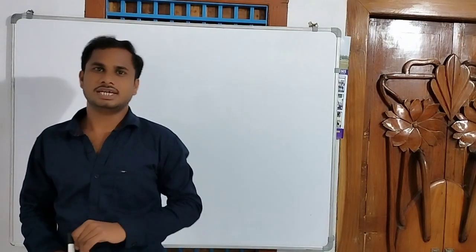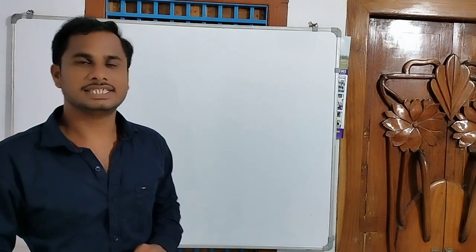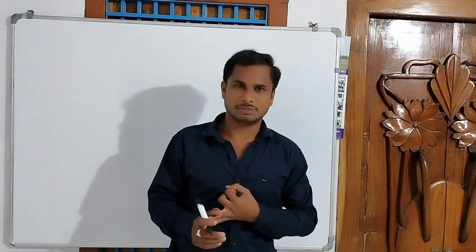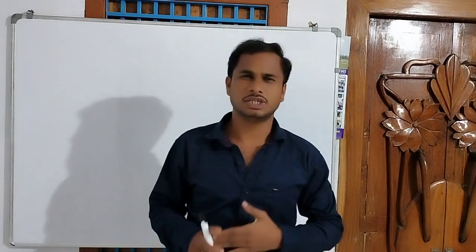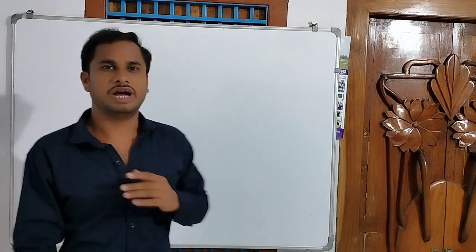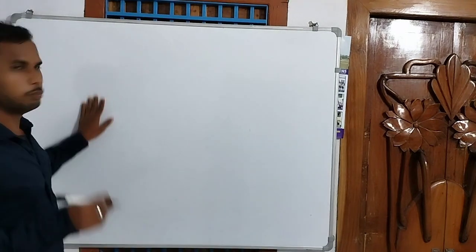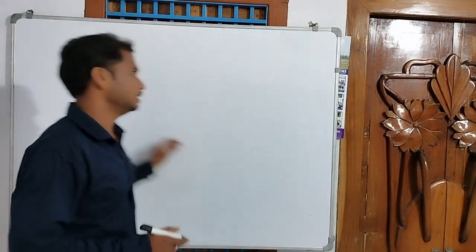Hi friends, in the last class we discussed the angles made by a transversal line. What is a transversal line? What are corresponding angles? What are alternate interior angles and exterior angles? We have discussed so many angles. I will explain a few points, and after that I will do a few sums.